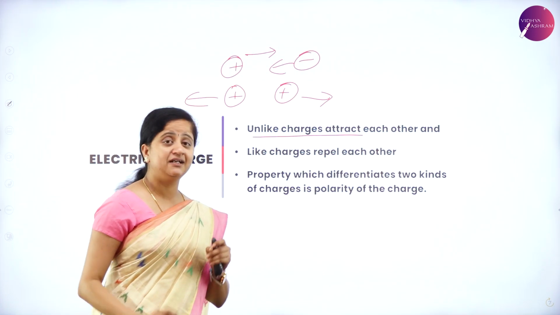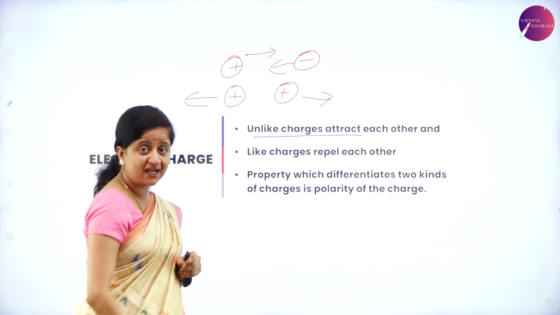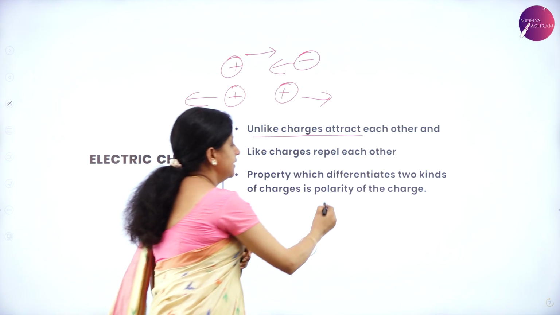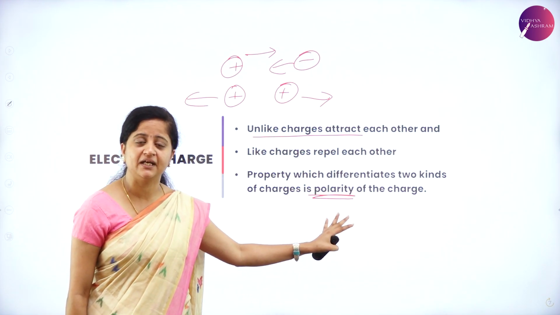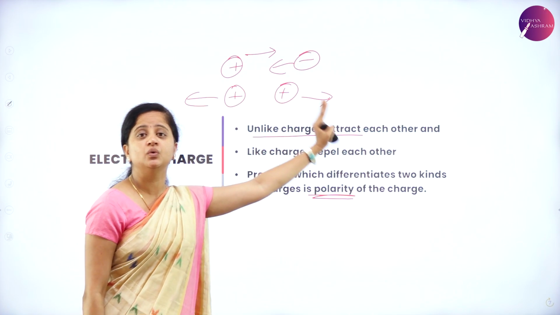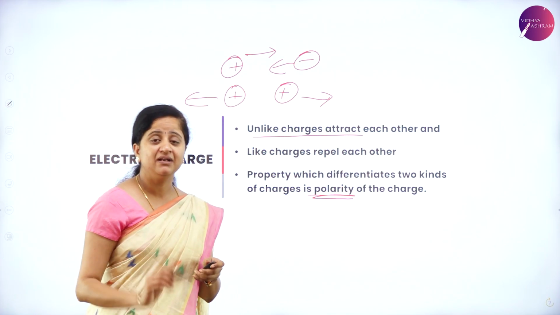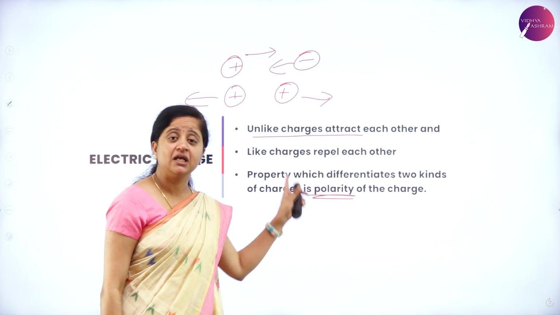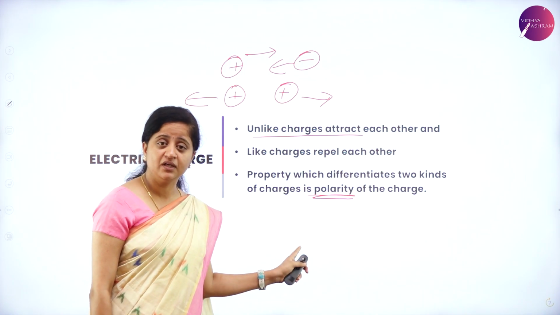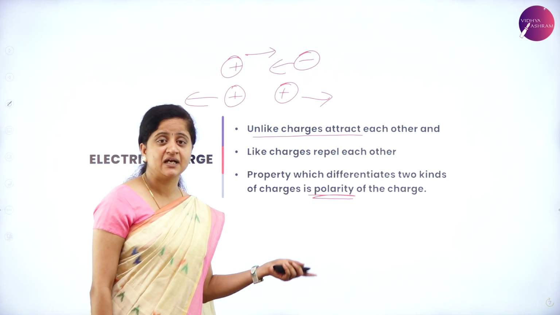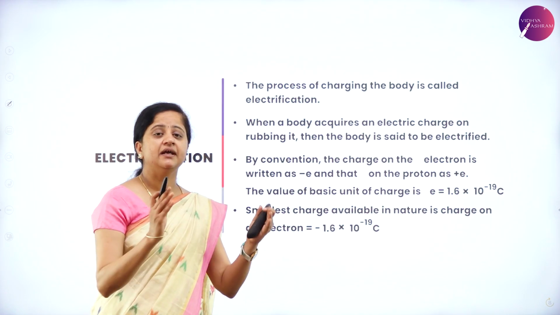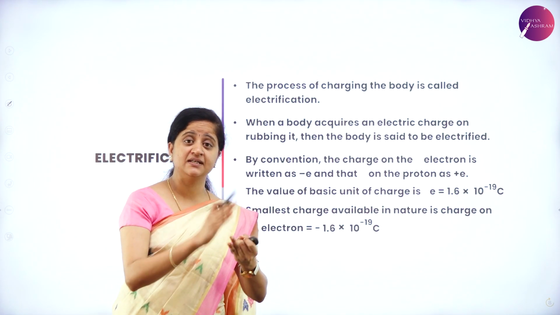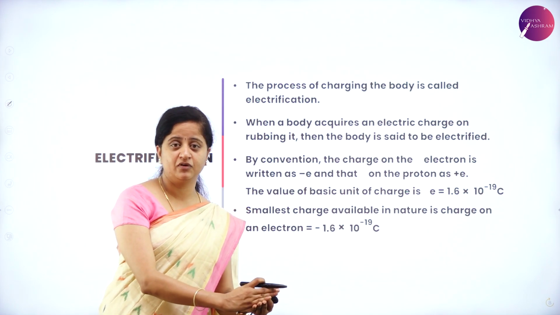The property that differentiates the two kinds of charges is termed the polarity of charge. What do you mean by polarity? It is the property that differentiates between the two kinds of charges. So we will call it polarity. It is a very important terminology. We are going to use this frequently as we go further in the study of electric fields. Now we came to know what is an electric charge, what is electricity, and many more details.